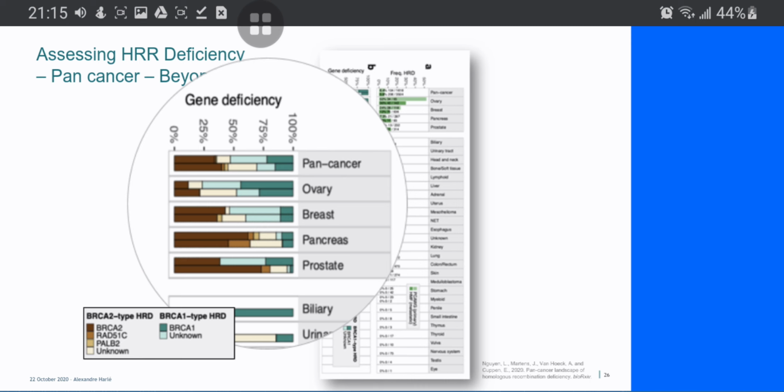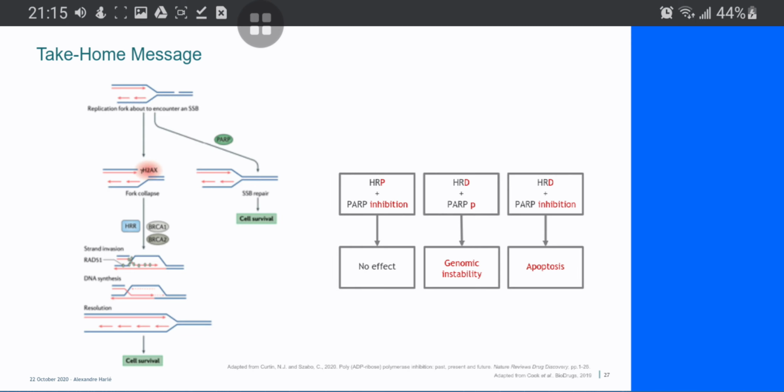So finally, if we want to sum up this first part, we have three different cases. If HR is proficient and you have PARP inhibition, you don't have any effect. If your HR is deficient and PARP is proficient, then you get genomic instability. And finally, the last case is synthetic lethality: the cells are HR deficient, and if you use PARP inhibitors, then the cell goes to apoptosis.